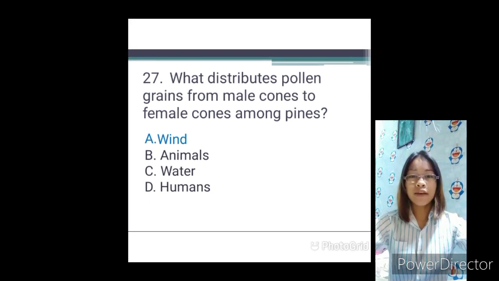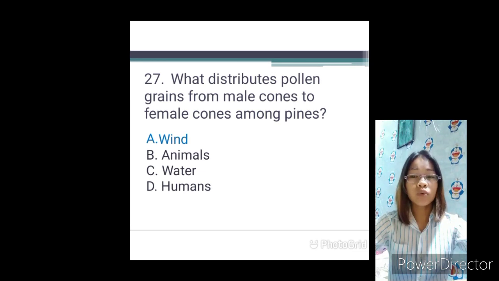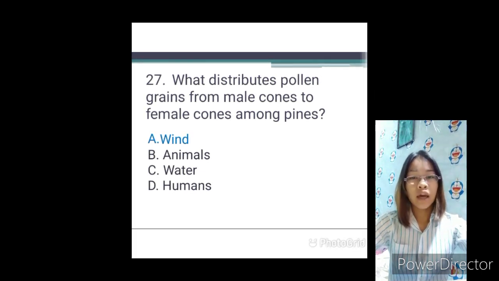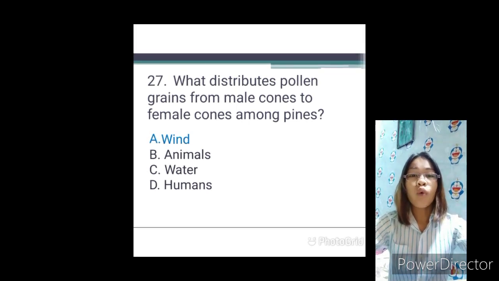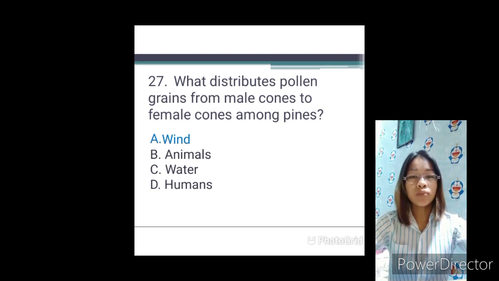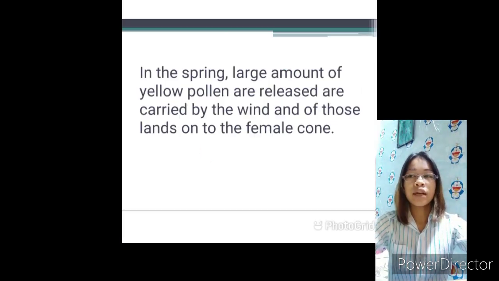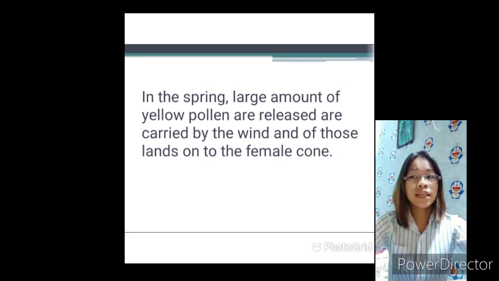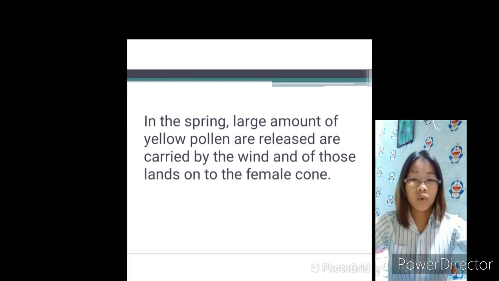Item number 27. What distributes pollen grains from male cones to female cones among pines? Letter A, wind. B, animals. C, water. D, humans. The answer is letter A, wind. In the spring, large amounts of yellow pollen are released or carried by the wind, and it lands on the female cone.